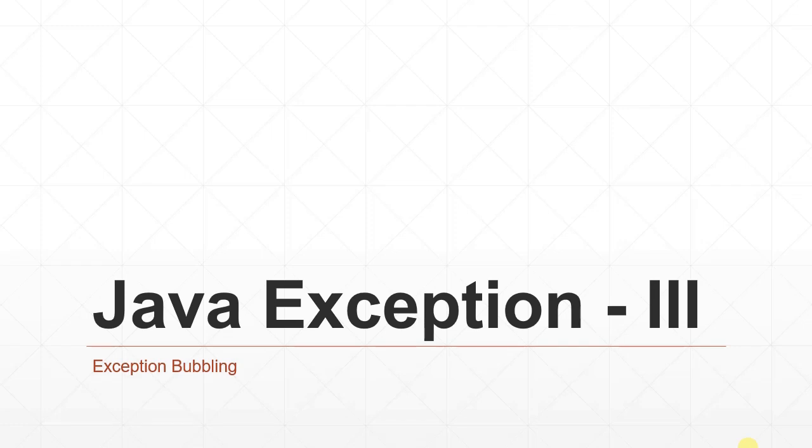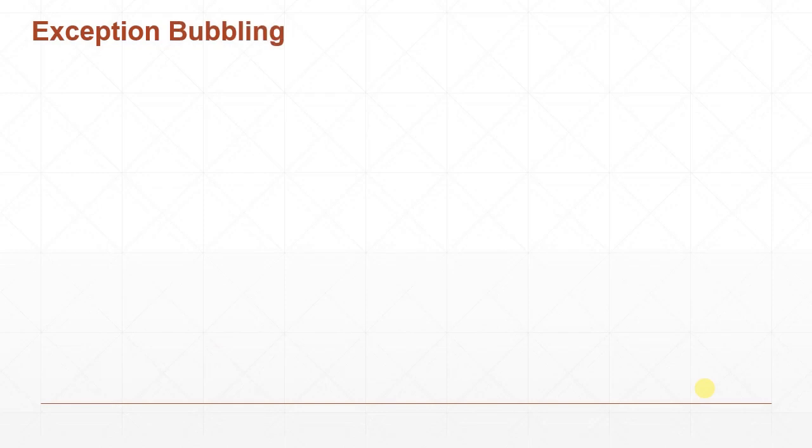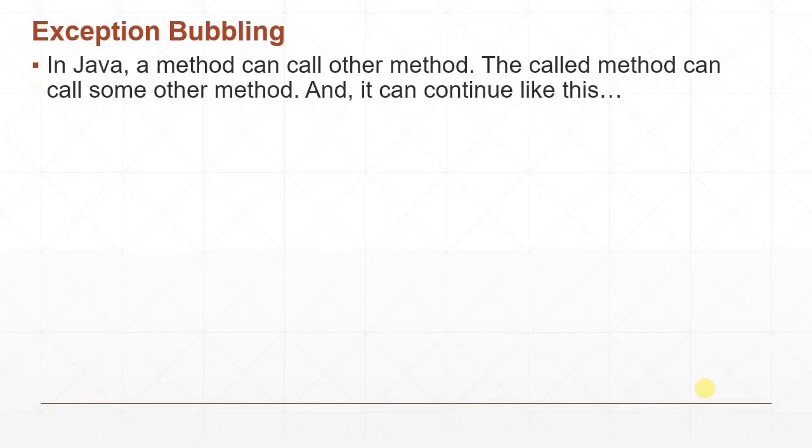Hello friends, in this video we will explore exception bubbling. In Java, a method can call another method, and the called method can call some other method, and this can continue till the called method returns. So we know that these methods stay in a call stack.